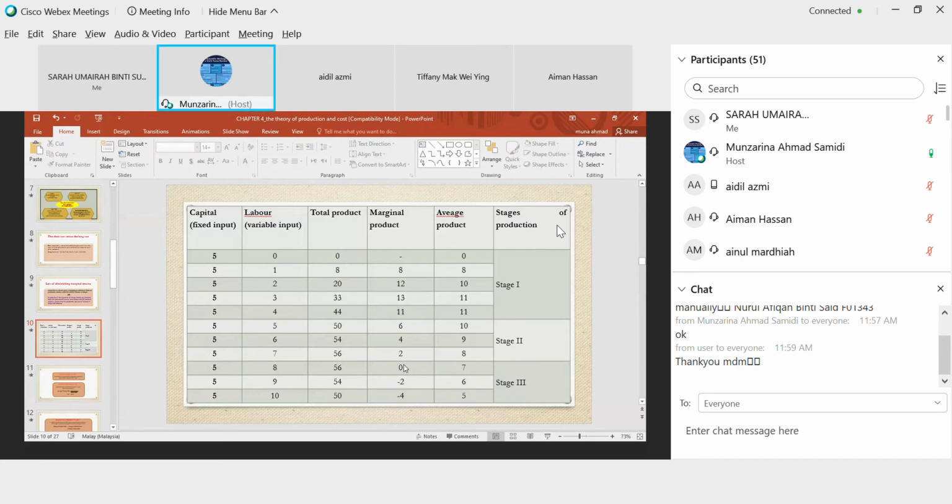When marginal product is 0, that is the end of stage 2. And then stage 3 begins when marginal product is negative.